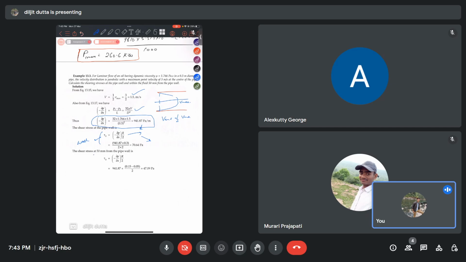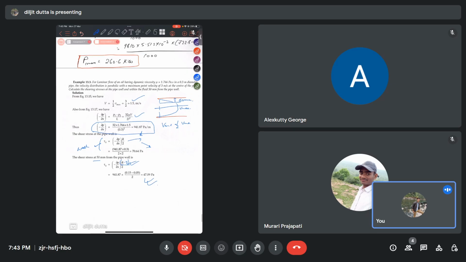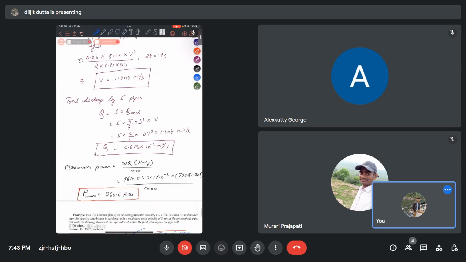Now the shear stress at 50 mm from the pipe wall. It will be minus del P by del X into (R minus r) by 2. So it is 0.15 minus 0.05 by 2, so it will be 47.09 Pascal. Okay, simple equation of laminar flow.